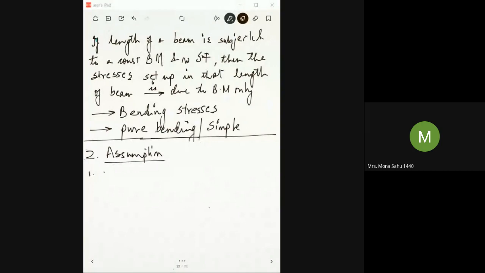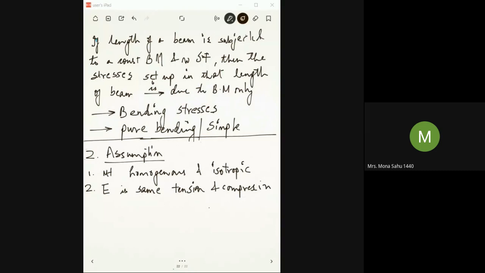First thing is the material should be homogeneous and isotropic. I will not get into the details because of lack of time. You guys already know this. Okay, so the Young's modulus, that is E, is the same in tension and compression. I'll explain what is this tension, where does the tension happen and where does the compression take place, with a diagram.